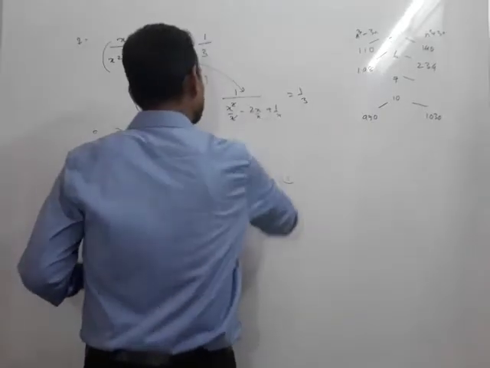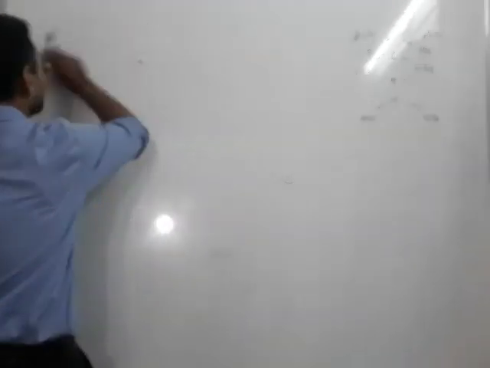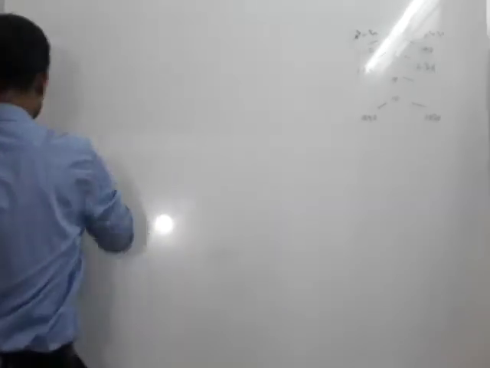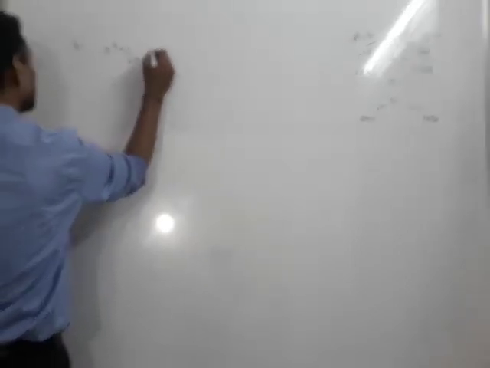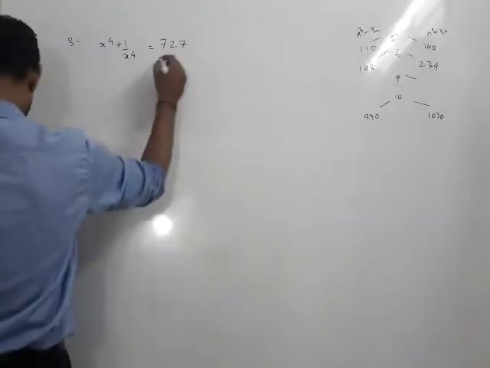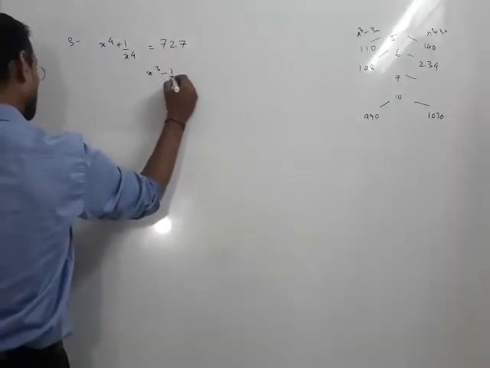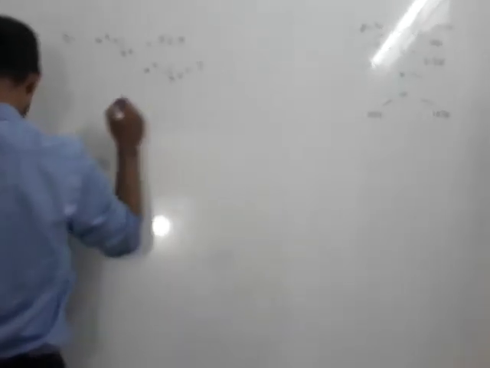Question number 3 says x raised to 4 plus 1 by x raised to 4 is 727. x cube minus 1 by x cube will be what? The options are 125, 140, 155, 170.